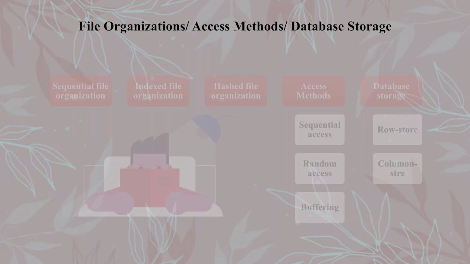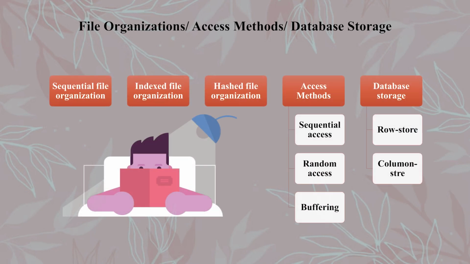So, file organizations. File organization refers to the way data is stored and retrieved from the storage devices. Common file organizations include sequential file organization, where data is stored in a sequential manner and retrieved by reading the data in sequence. Then indexed file organization, where the data is stored with an index that provides quick access to specific data. Then hashed file organization, where data is stored using a hash function that maps the data to specific locations.